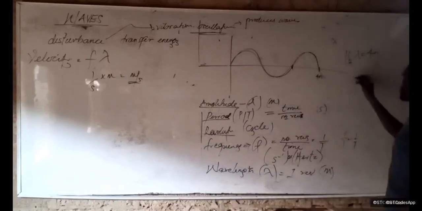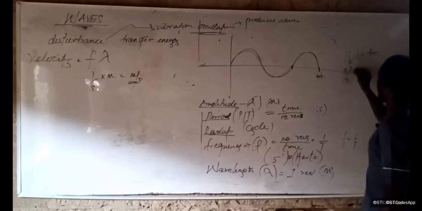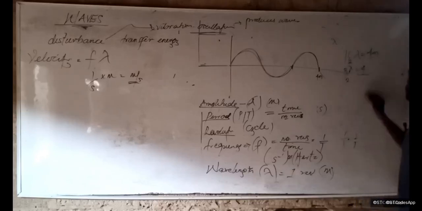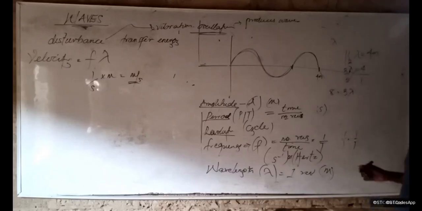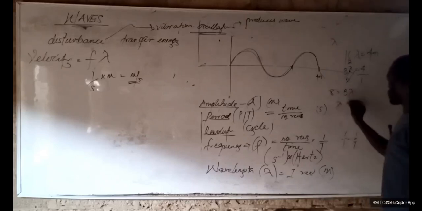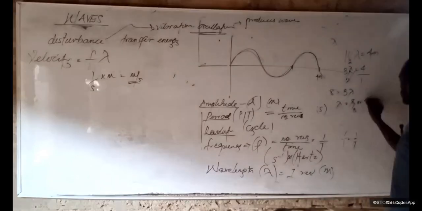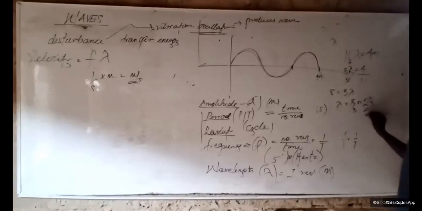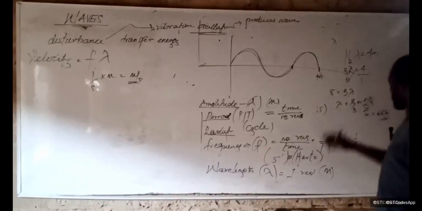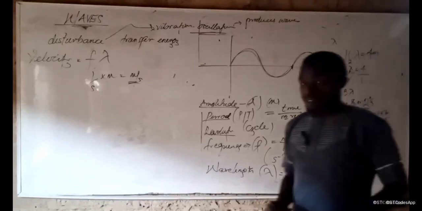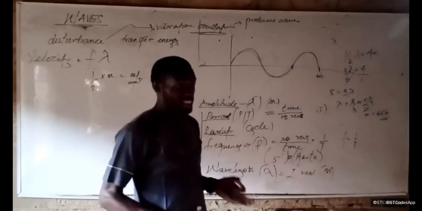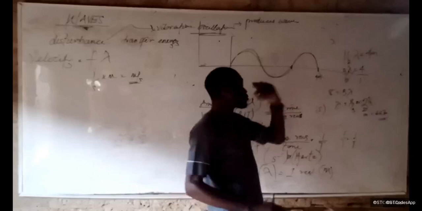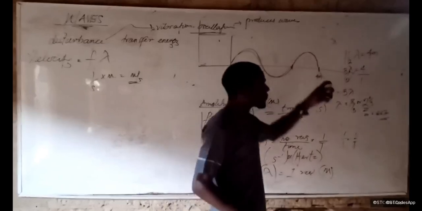So 1.5 wavelengths equals 4. So it means 3 lambda over 2 is equal to 4. Cross multiply, and we have 8 is equal to 3 lambda. Then lambda will be equal to what? 8 over 3, or 2 and 2 over 3, or 2.667 meters. So you get that. That is how simple it is. All I did was to take how many wavelengths we have here, and take what?